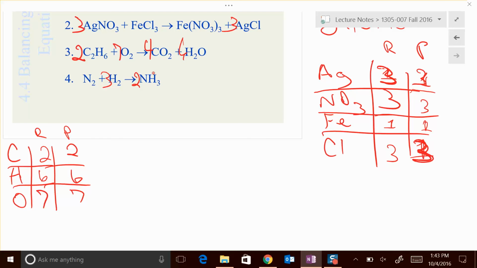Okay, next time, I'm going to try to remember to bring in a worksheet so you guys can practice this. Okay?